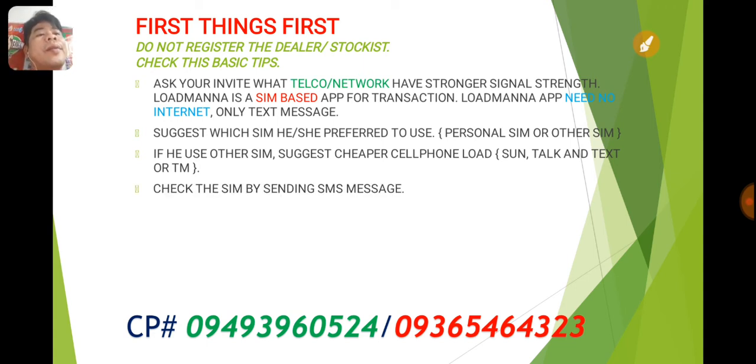Check the SIM by sending SMS messages. Sometimes the SIM card looks all right. Why? Because you try to call him and he answers, and you think the cell phone is okay for transactions. No. I had an experience before where it had the power to receive calls and be called by other people, but sending SMS failed. Why? Because, unknown to the person, the SIM was already deactivated. So, first things first, check the SIM.